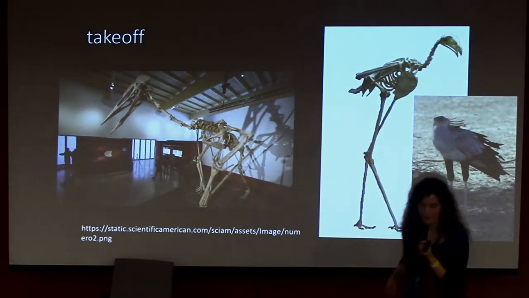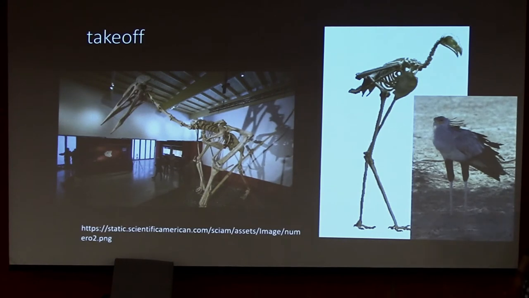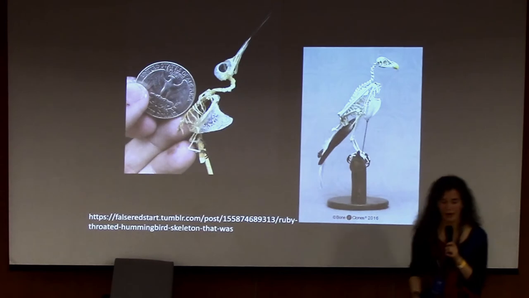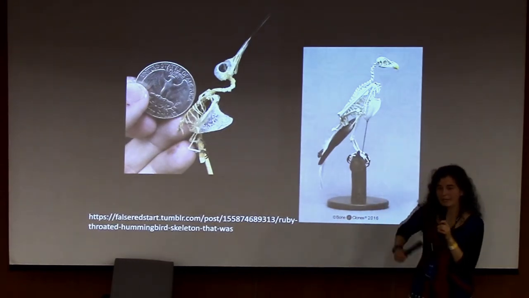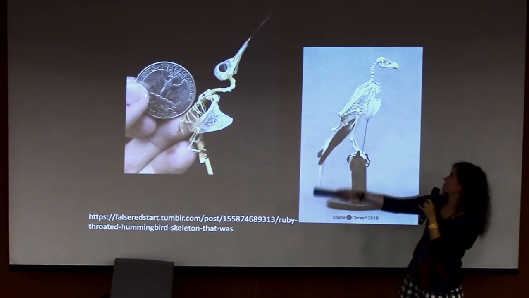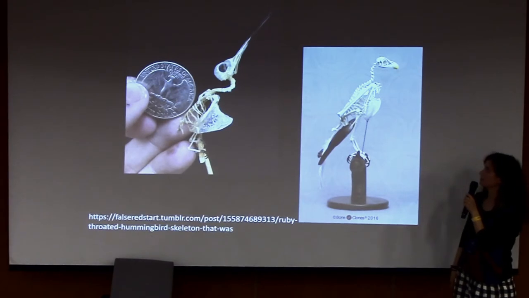The bird skeleton shown here is from the secretary bird, just for the curious. And to illustrate the increase in size of the legs of the birds, I have here a scaled hummingbird and a golden eagle.